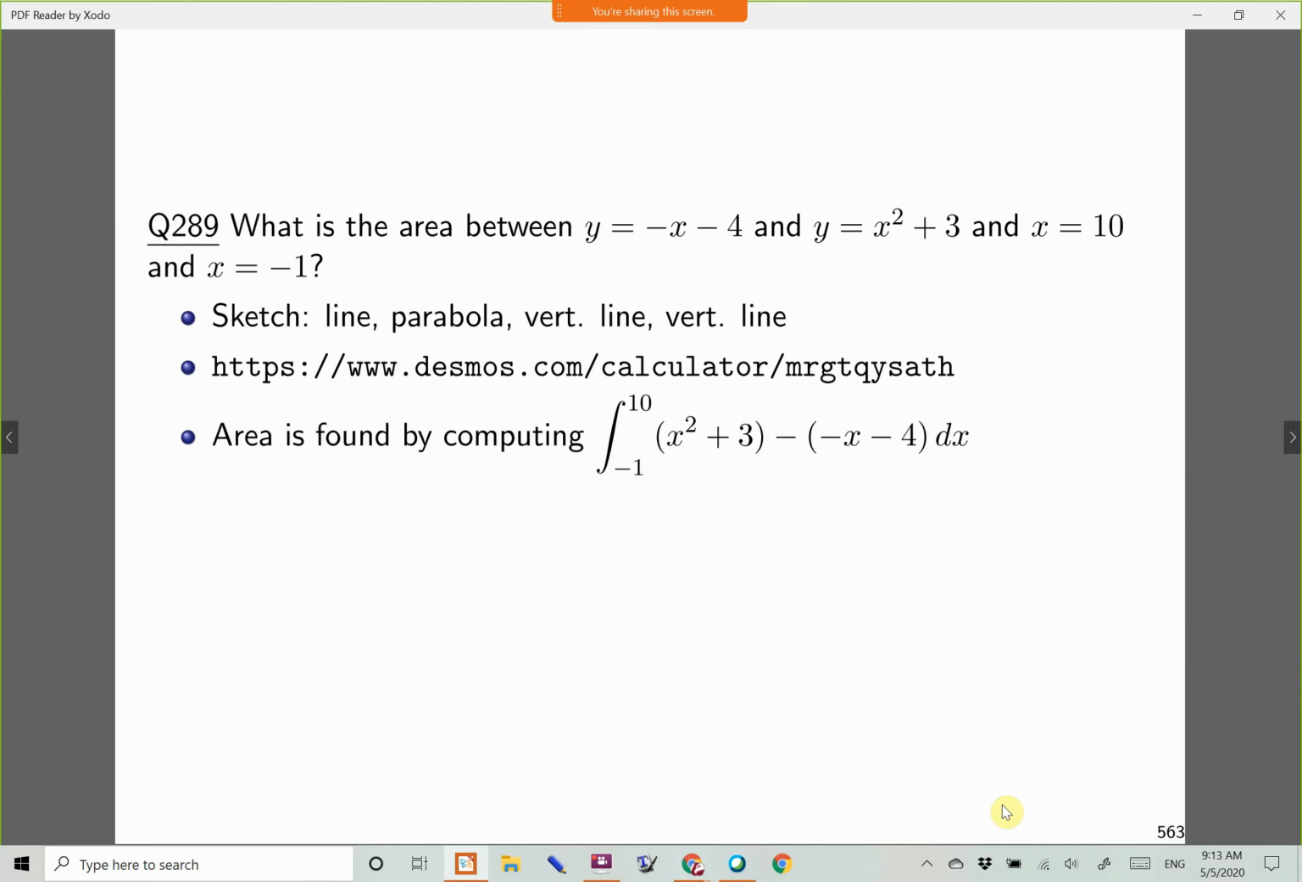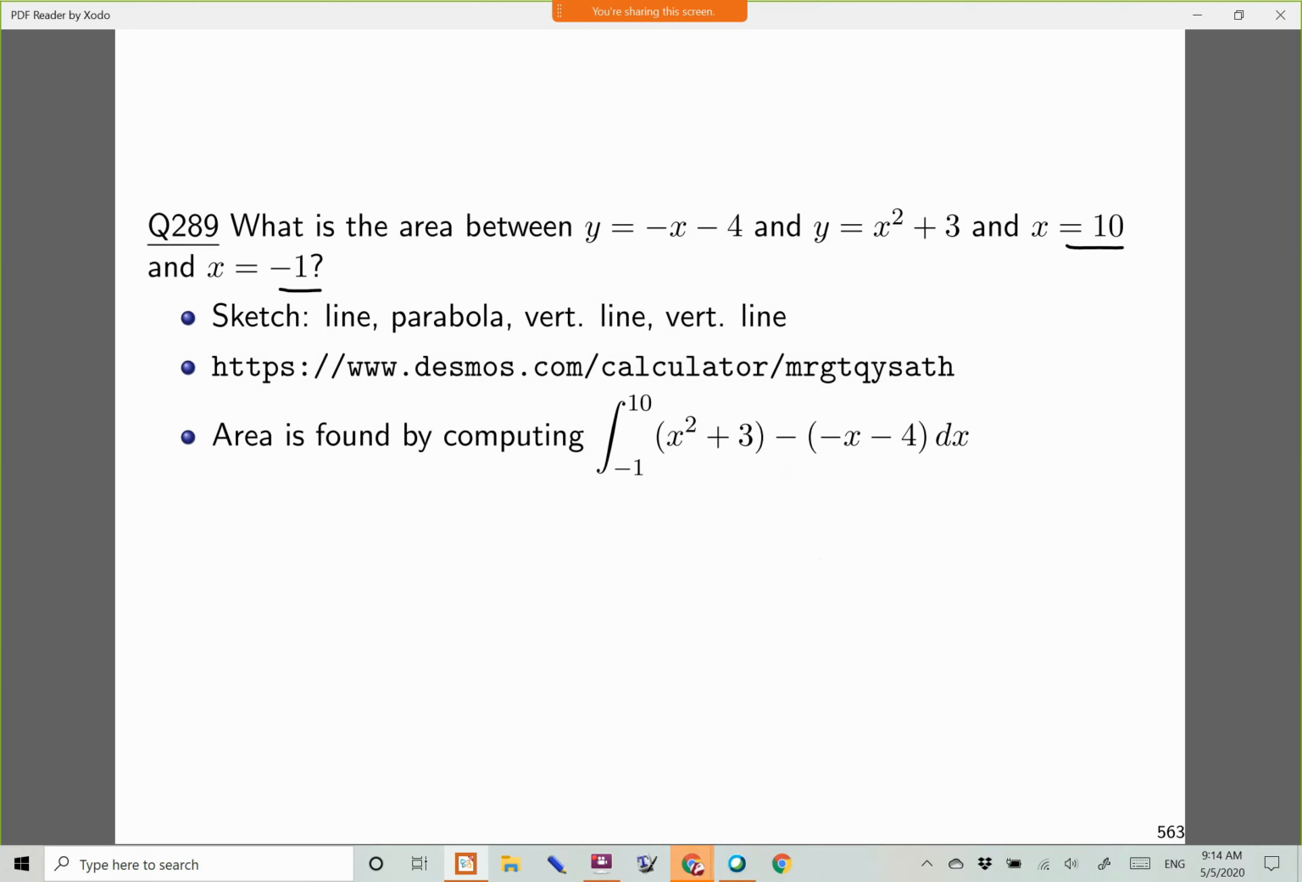then we set up an integral. It's x squared plus 3, the parabola formula, minus (-x minus 4), the line formula. So you don't want to swap these two accidentally. It's got to be x squared plus 3 first, and then after the minus sign, you need this -x minus 4. And then the next thing is the x values. Well, we stick the smaller x value, which was -1, down here, and then the bigger x value of 10 is up there.